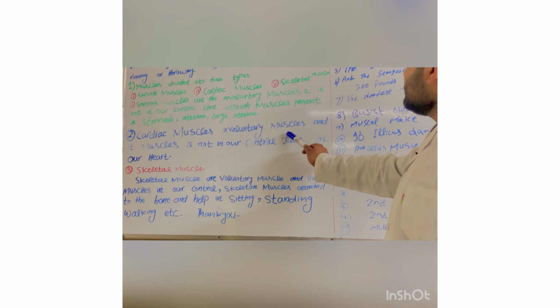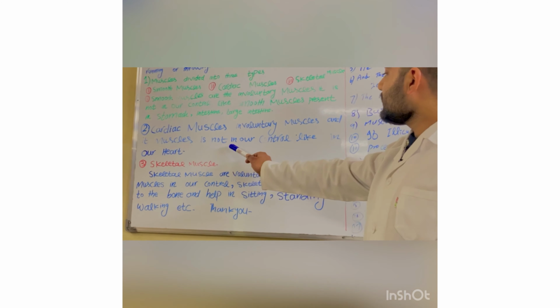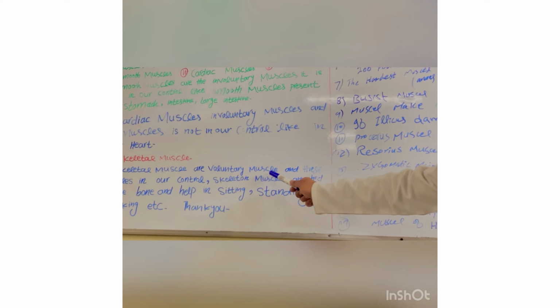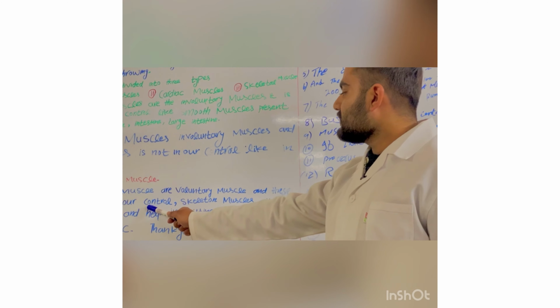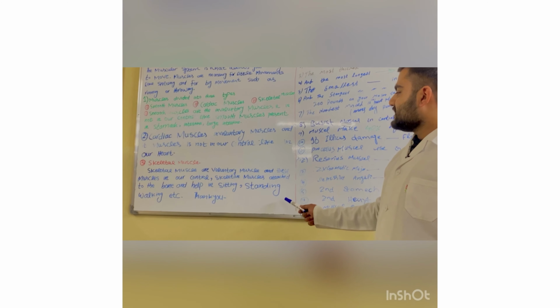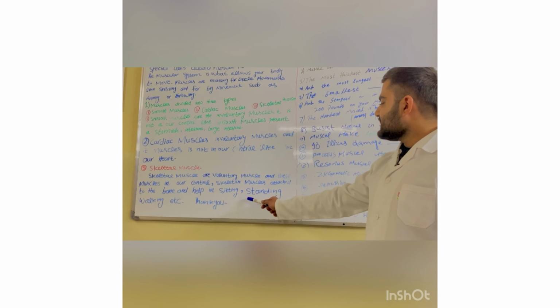Second one is cardiac muscle. Cardiac muscles are involuntary muscles and these muscles are not in our control. These muscles are present in our heart. The third one is skeletal muscles. Skeletal muscles are voluntary muscles and these muscles are in our control. Skeletal muscles attach to the bone and help in sitting, standing, walking, etc.